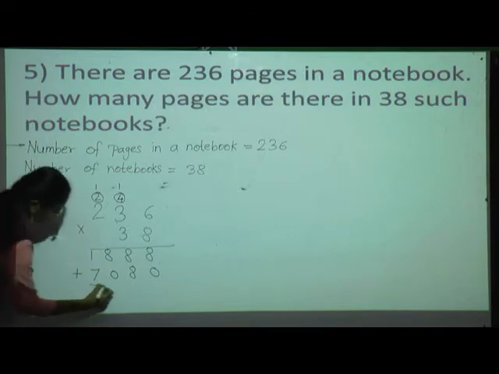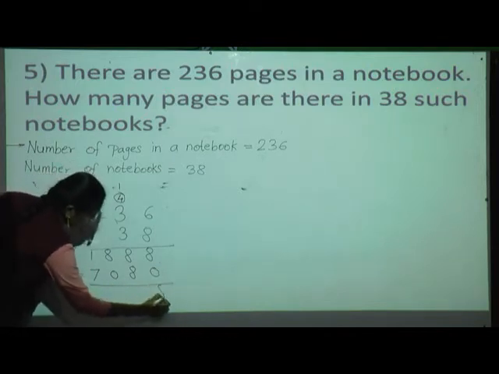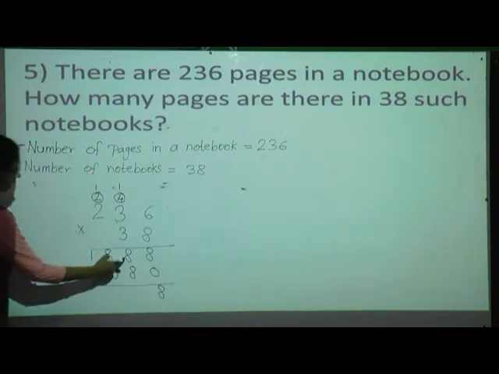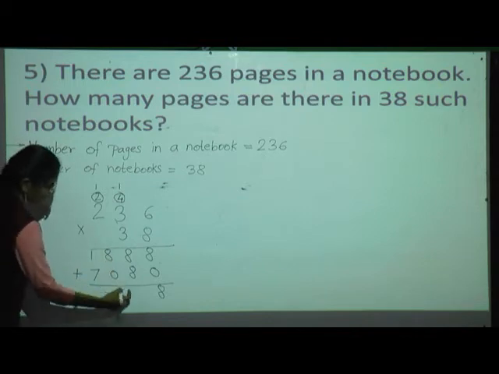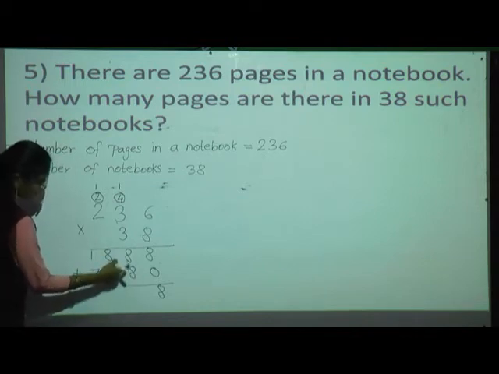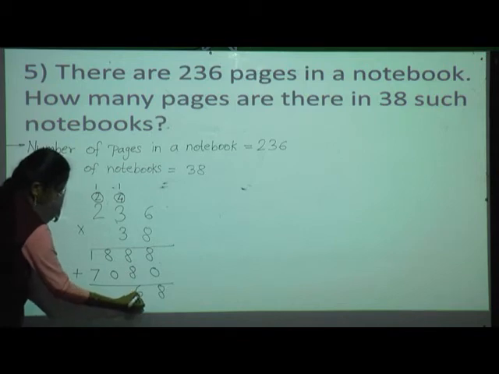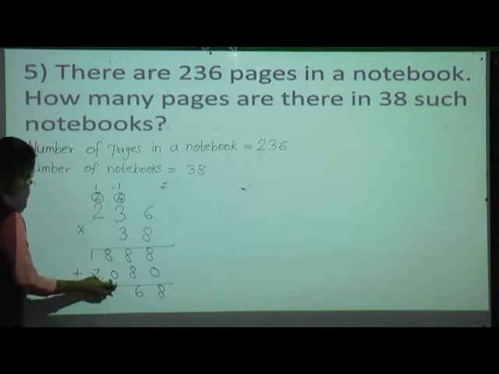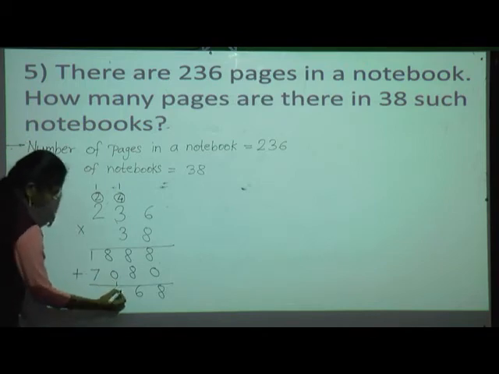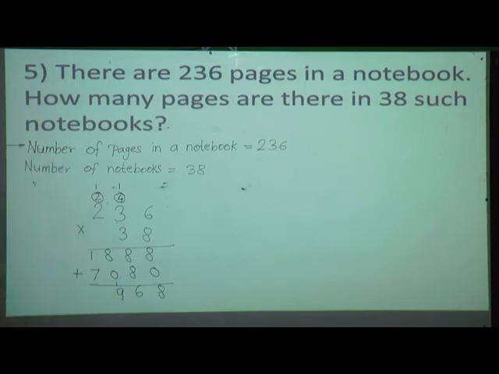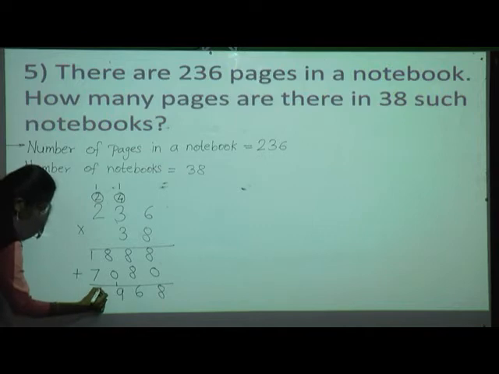Now add these two numbers. 8 plus 0, 8. Then 8 plus 8. After 8, count your 8 more fingers. 8 plus 8, 16. So we'll write here 6 and 1 as a carry. See students, this carry you have to write in small handwriting here only. 8 plus 0, 8 and again we have to add this carry. 8 plus 1, 9. So write here 9. Then see the thousands place. Here 1 is there and here 7 is there. So do the addition. 1 plus 7, 8.